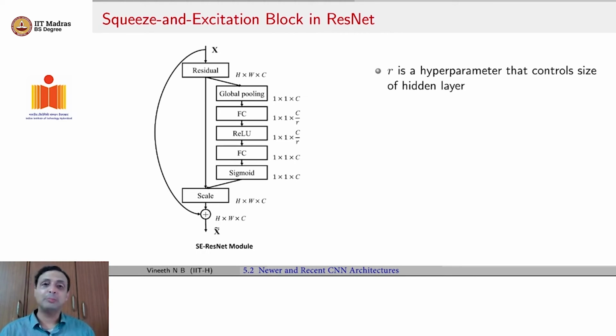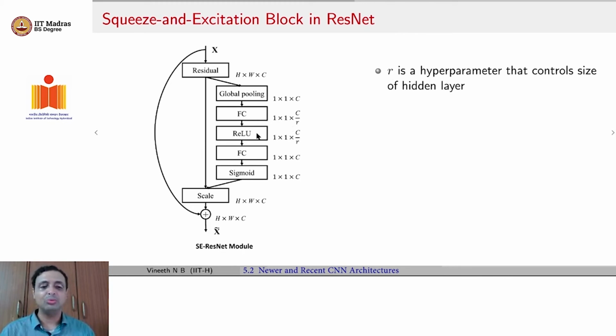The SE block can also be placed inside a ResNet the way you see in this visual. So you have a residual block and then you take it through a new SE block that's embedded inside the ResNet. In this case, the output of a residual block is h cross w cross c. The first step is global average pooling and the size becomes 1 cross 1 cross c. Now, using a fully connected layer, you reduce the size to 1 cross 1 cross c by r. Remember, bottleneck layer, you try to reduce the number of computations. It's the same idea here, where r is a hyperparameter that controls the size of that hidden layer.